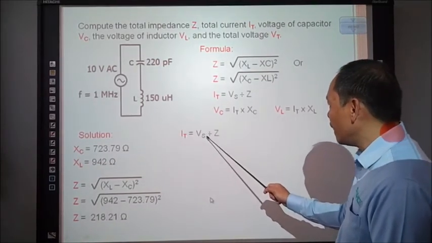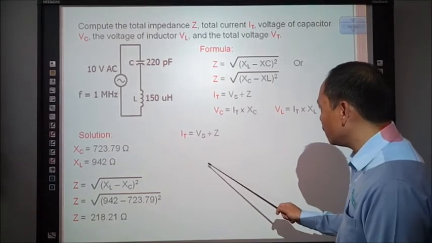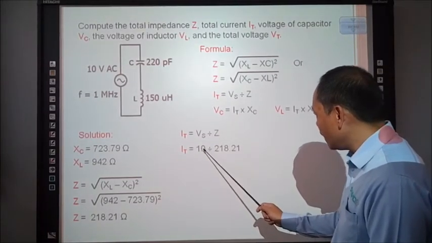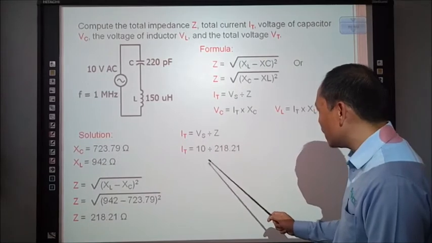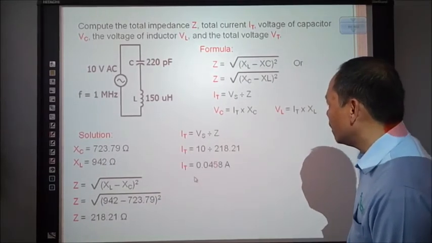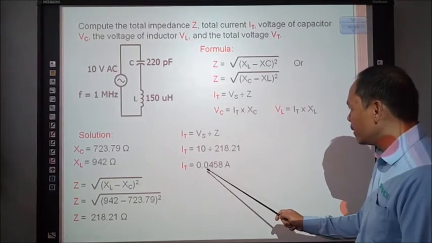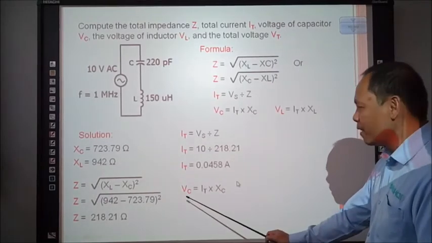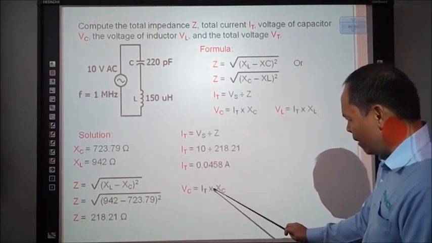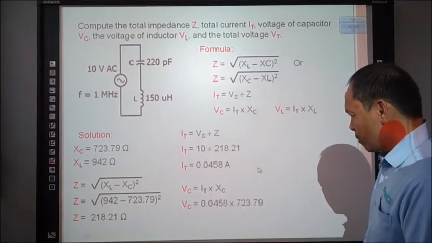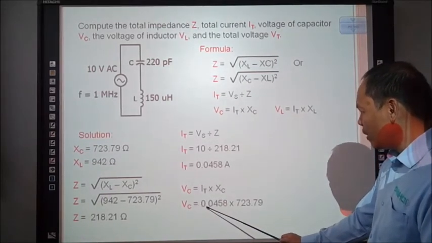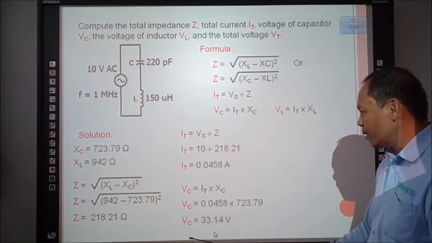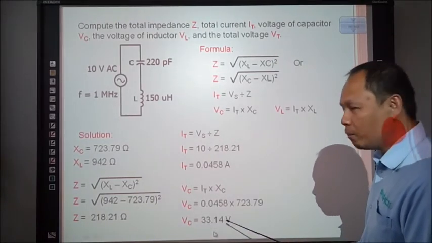Next, you are going to solve for the total current. So IT is equal to Vs divided by Z. Substitute the values: 10 divided by 218.21. So your total current IT now is equal to 0.0458 ampere. Next, solve for the capacitor voltage. So substitute the values of IT and XC: 0.0458 times 723.79. Your capacitor voltage is equal to 33.14 volts.